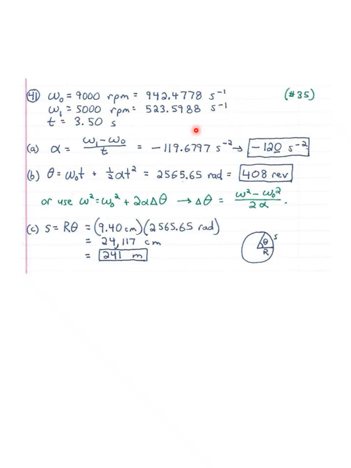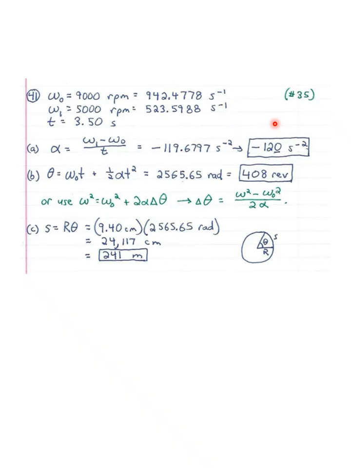A is asking what is the angular acceleration. So we'll do the change in omega over time, omega 1 minus omega naught. It's negative because it's slowing down. We get negative 120 radians per second squared.